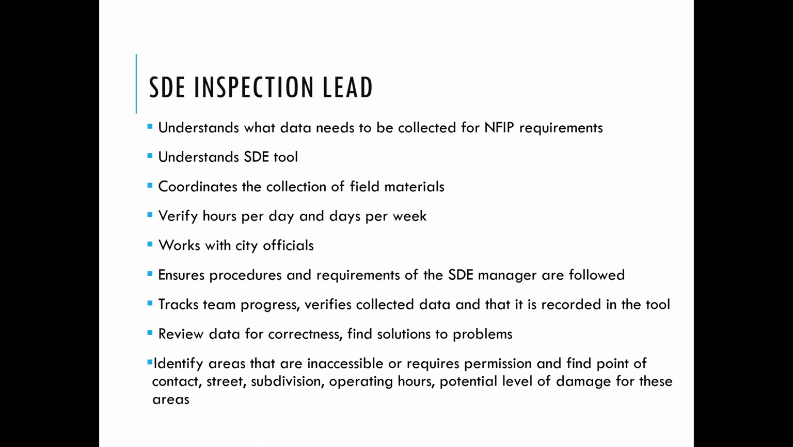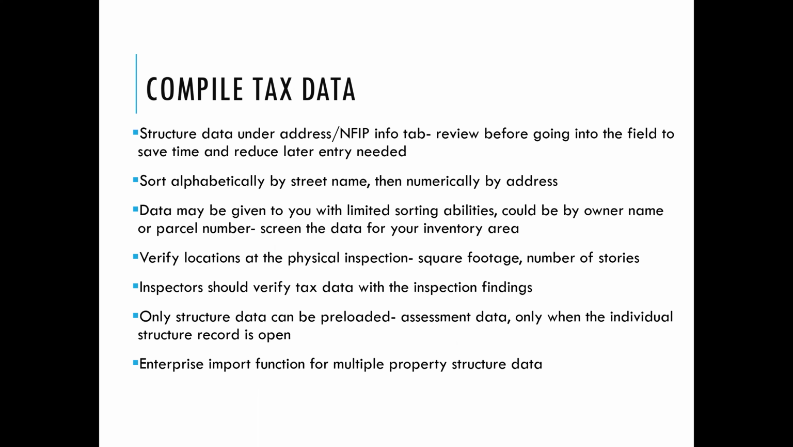So yeah, you might need to get permission to enter certain areas, and then find a point of contact, street, subdivision, operating hours, potential level of damage for these areas, and then compiling the tax data. So this is what we need for the structure information. There's a tab in the tool that I'll show you for the structure data, and it's called the NFIP info tab. We review that before going into the field to save time and reduce later entry needed. Basically, we want to have this database already established in the tool before we ever go into the field.